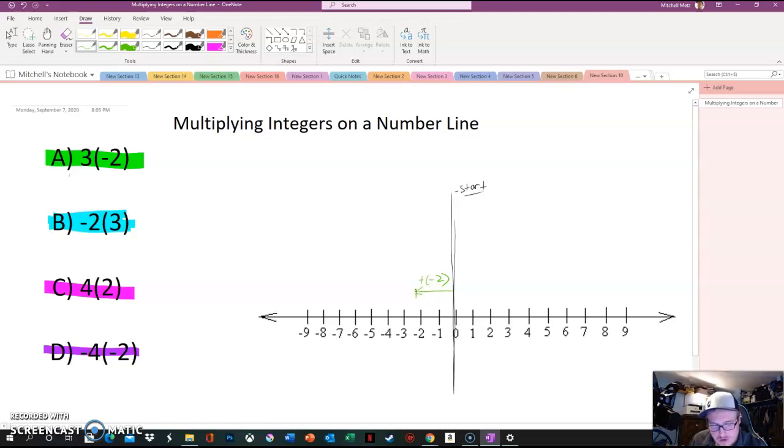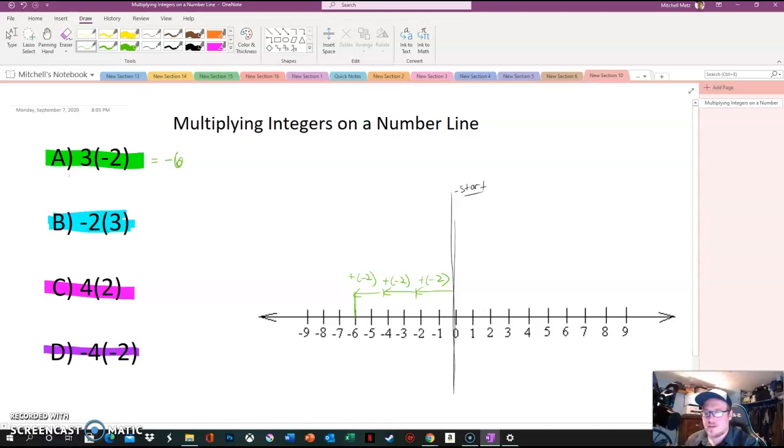That's my first 2, and I'm going to go to my next 2, so plus negative 2. And then again, I have 3 2's, so I'm going to go one more. I'm going to add one more negative 2, and that means going in the negative direction. So I have 3 of them, and I land right here at negative 6. So 3 times negative 2 should be negative 6.